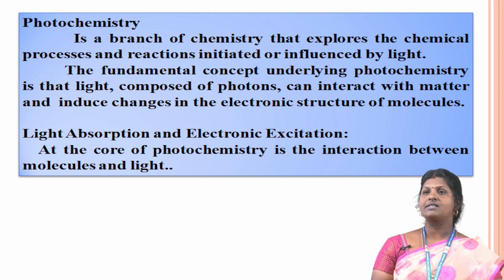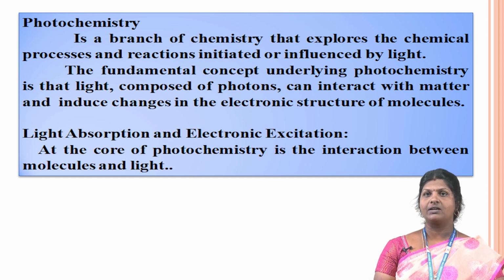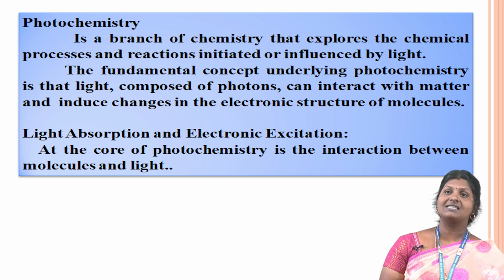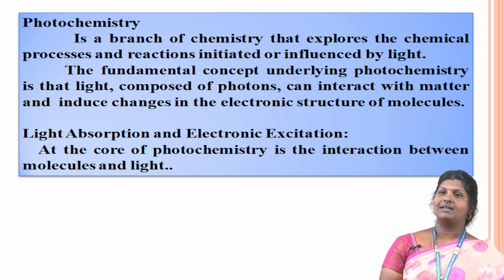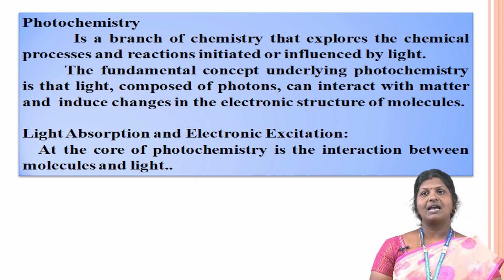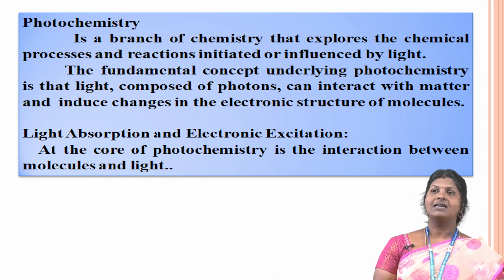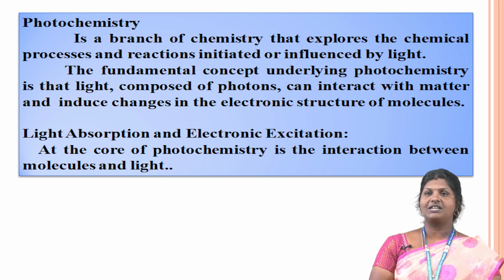The fundamental concept underlying photochemistry is that light, composed of photons, can interact with matter and induce changes in the electronic structure of the molecule. These changes can lead to a variety of chemical transformations, ranging from simple reactions to complex and highly specific processes. Here is an introduction to the key aspects of photochemistry: light absorption and electronic excitation.